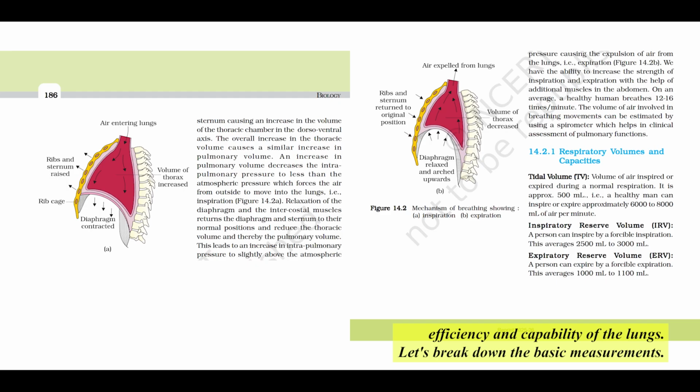Let's break down the basic measurements first, the fundamental respiratory volumes. 1, tidal volume, TV. This is the amount of air you inspire or expire during a normal, quiet breath, just your regular, effortless breathing. The approximate average value for TV is about 500 milliliters. So if a healthy person takes, say, 12 to 16 breaths per minute, they move about 6,000 to 8,000 milliliters. That's 6 to 8 liters of air per minute. That's just TV multiplied by the respiratory rate. This calculation might pop up in objective questions.